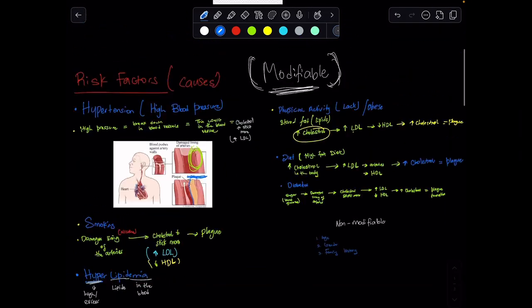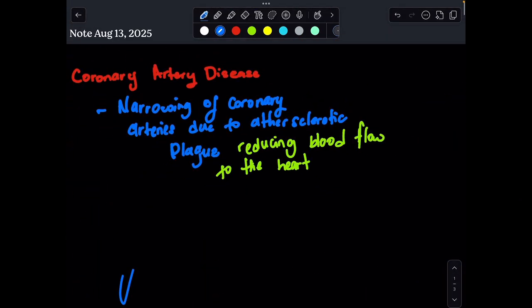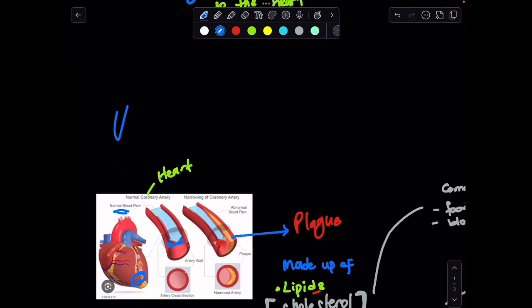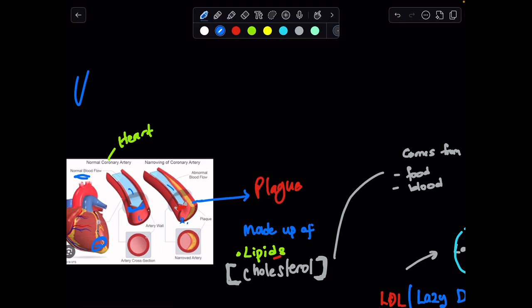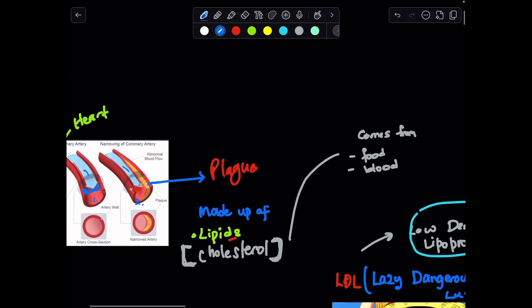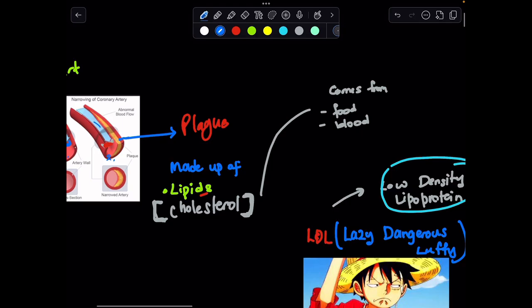But let's just go over it one more time before we move on. So, coronary artery disease, what is it? It's the narrowing of the coronary arteries due to atherosclerotic plaque, reducing blood flow to the heart. As we can see, the plaque causes the vessel to narrow. In comparison to image 1, in image 2 the blood flow, which is this, is less. Simple, right? And we know the plaque is the main focus of coronary artery disease. So what causes the plaque to be there? We know it's made up of cholesterol. And where does cholesterol come from?